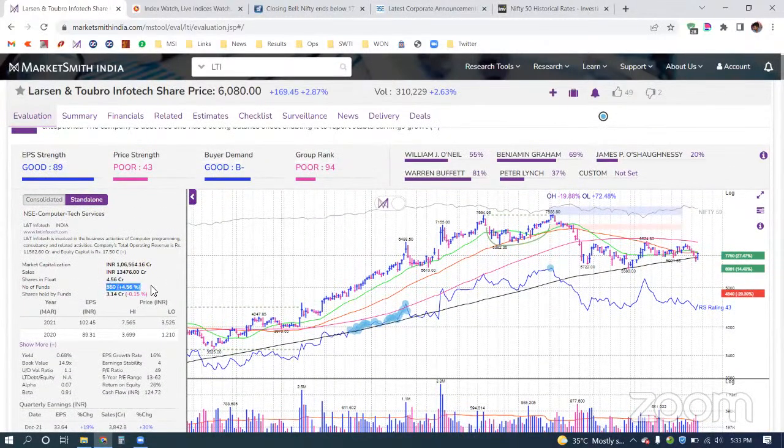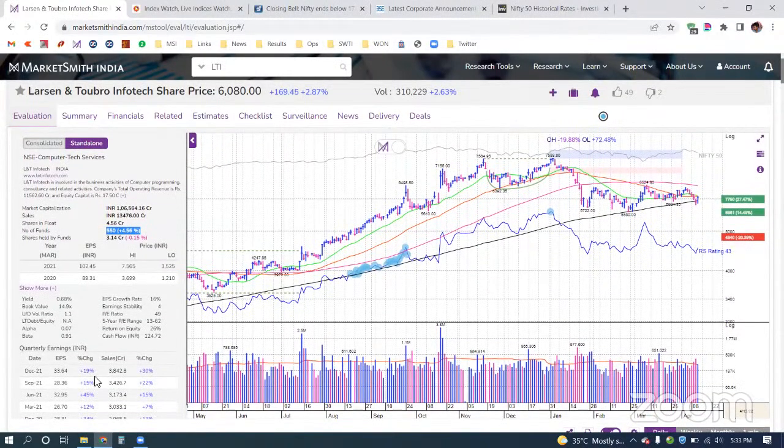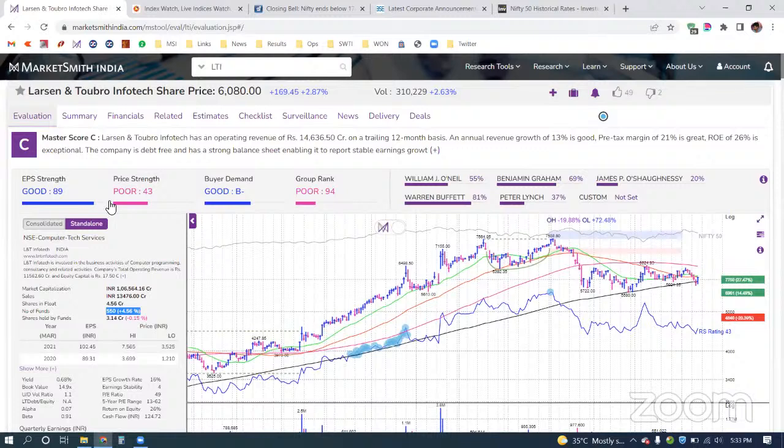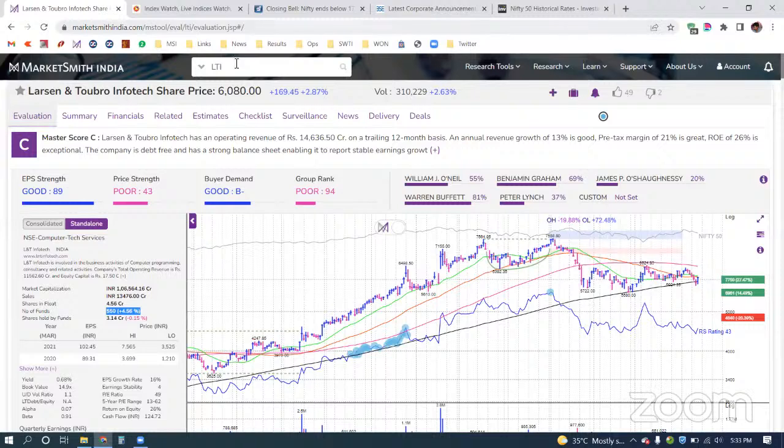The number of funds has also increased. Being a 1 lakh crore market cap company, new funds are still taking positions in it, which is a good sign. On EPS and sales, the company has been growing in double digits, hence its EPS rating is 89. Because of its underperformance compared to the general market, its RS line has declined and its rating is at 43, in the poor category. The fundamental character of the company stays intact, but only the technicals have deteriorated in the last 2 to 3 months. I'll take LTTS and we'll close the session.